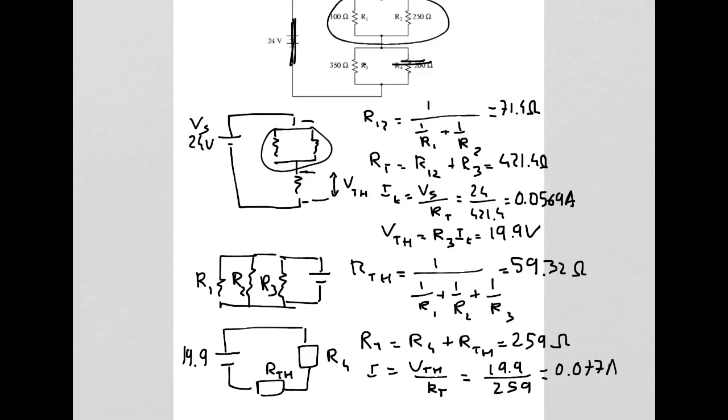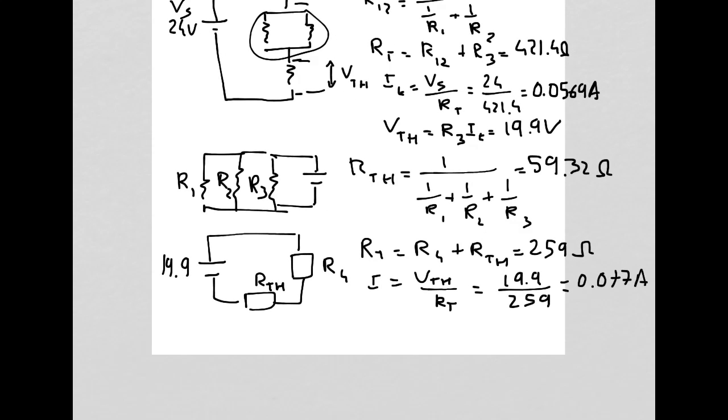So that gives you 0.077 amps. And finally, V across R4 is R4 times I, which gives you 15.3 volts. Okay.